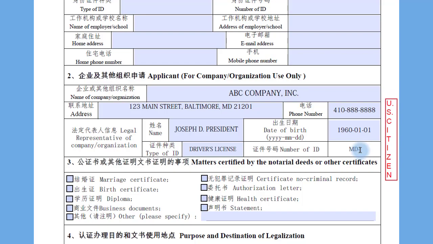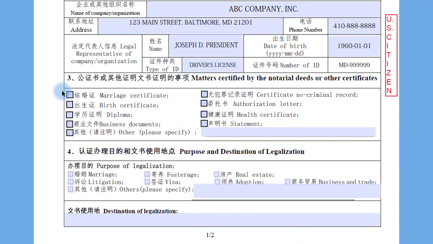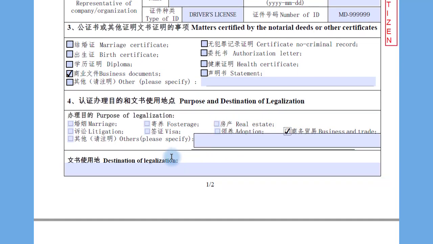So now that we've got all the information about the company and the applicant, we're going to go on, and in number 3, we're going to check what we're presenting for authentication. In this case, it's business documents. And number 4, the purpose of it, which we're going to say is business and trade. The second part of number 4 is the destination of legalization, and here you have to enter both the city and the country. So we need to put in Shanghai, China.